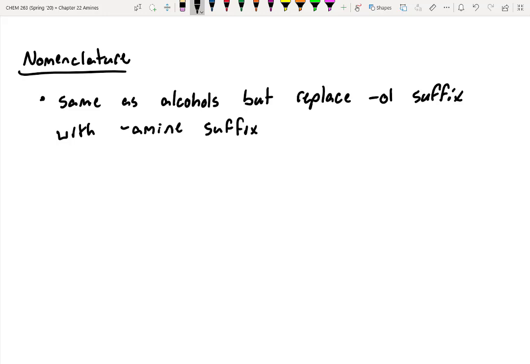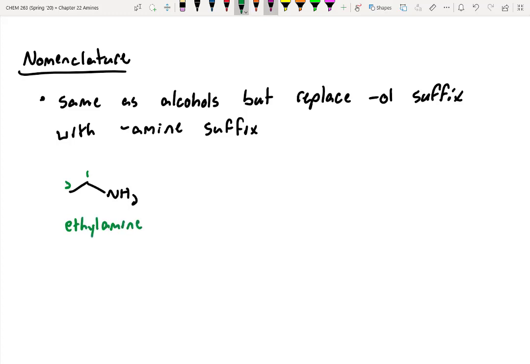So let's take a look at a few examples. Let's say we have this amine right here. Well, we first want to identify our longest carbon chain, which in this case is going to be 2 carbons long. So it's an ethyl group, or ethane, as our parent backbone. And so what we're going to name this is ethylamine.